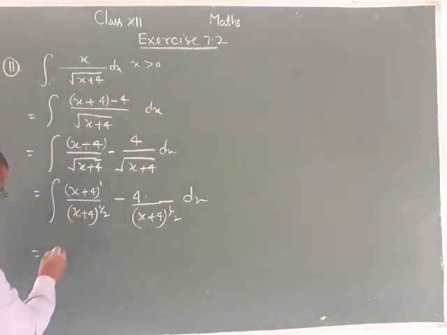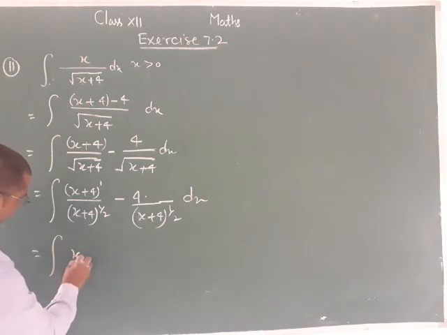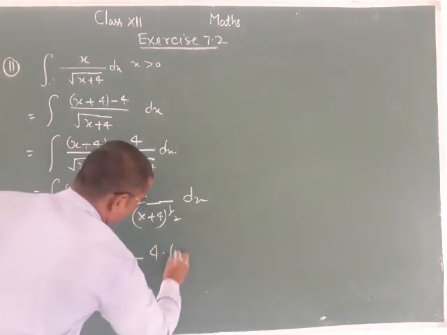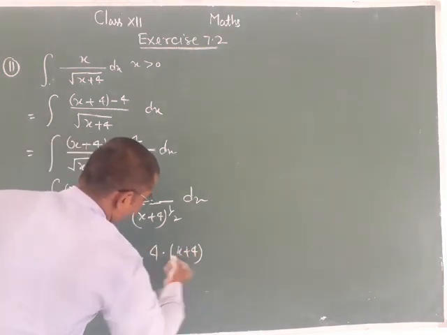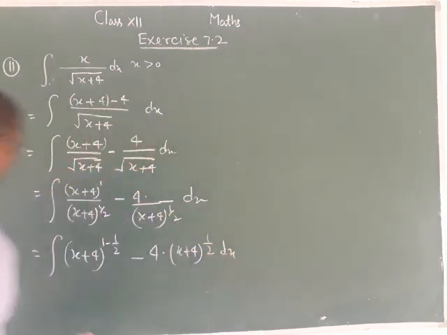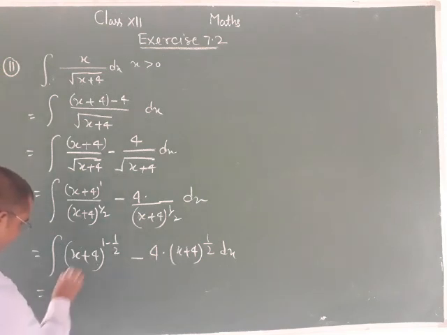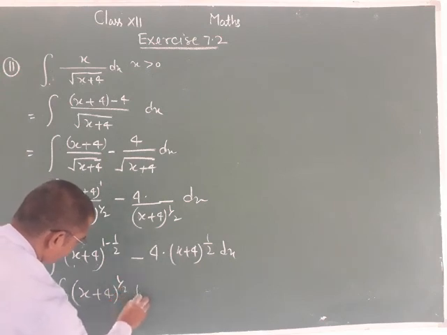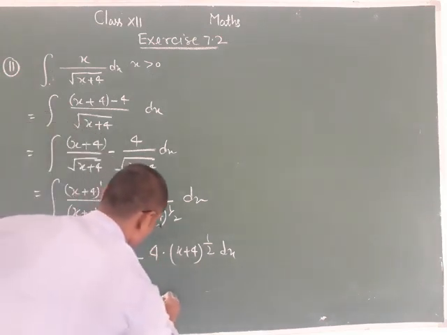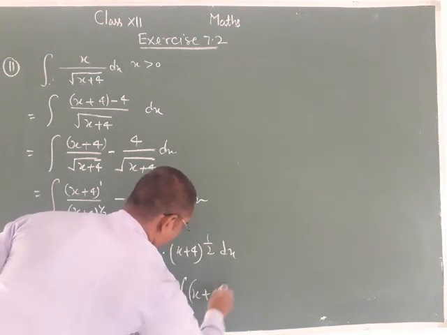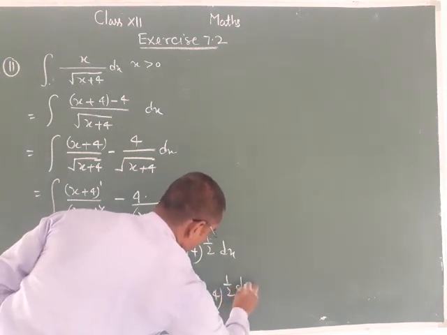So it can also be written as (x plus 4) to the power 1 minus 1 by 2, and 4 times (x plus 4) to the power minus 1 by 2, dx. So we can write integral of (x plus 4) to the power 1 by 2 dx minus 4 times integration of (x plus 4) to the power minus 1 by 2 dx.